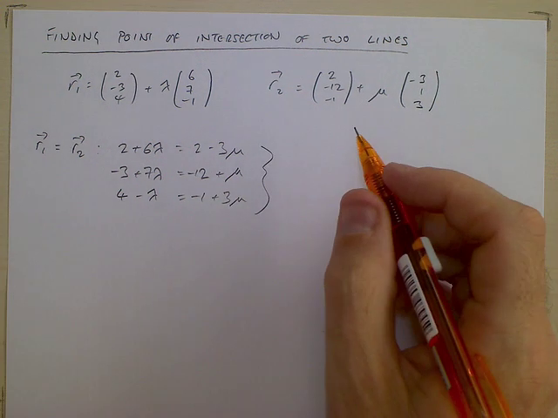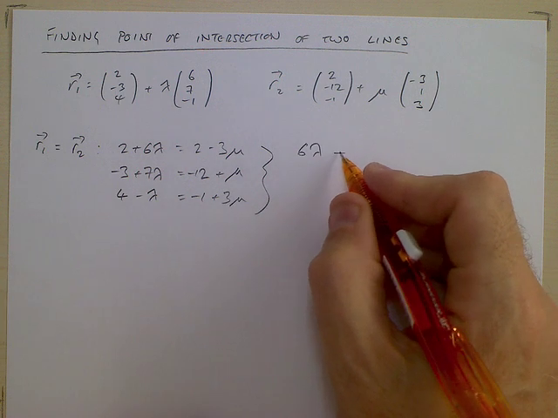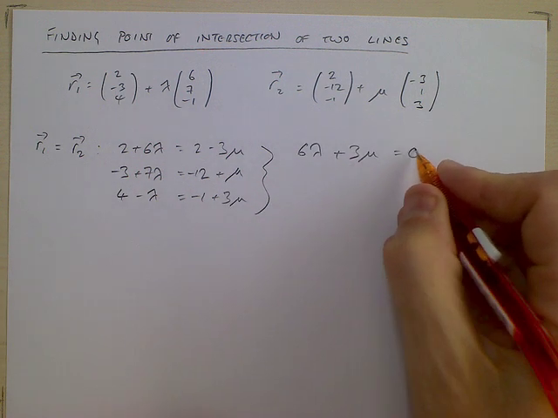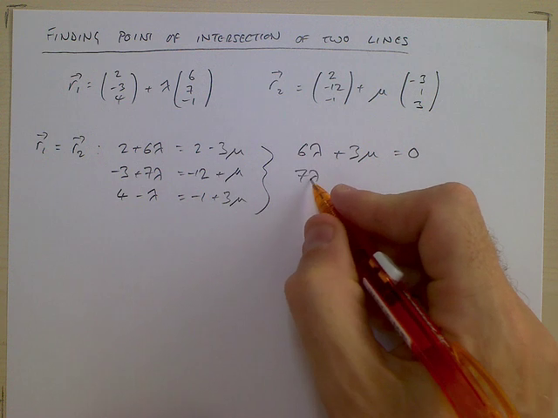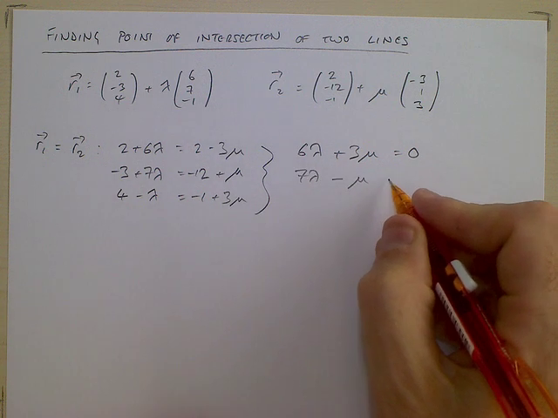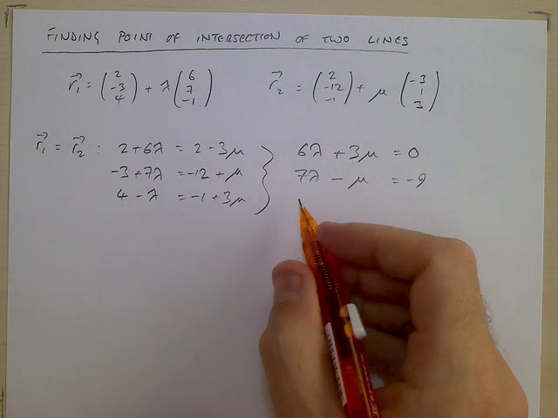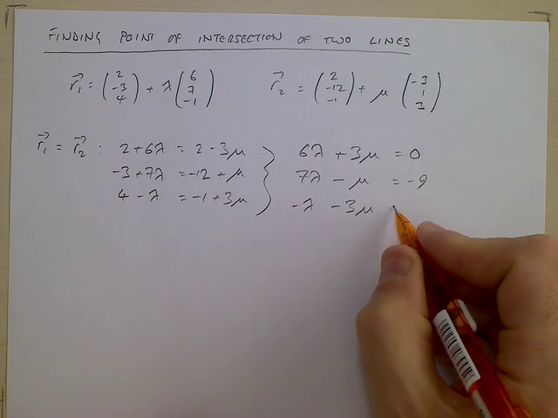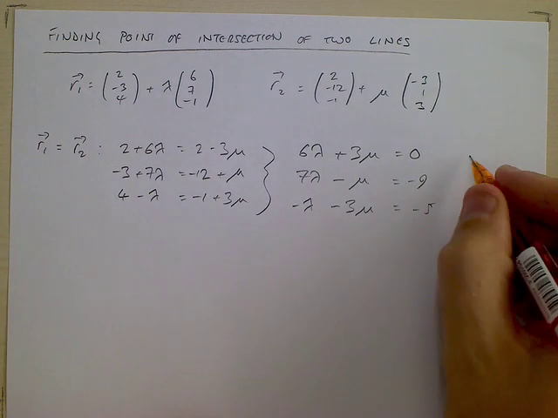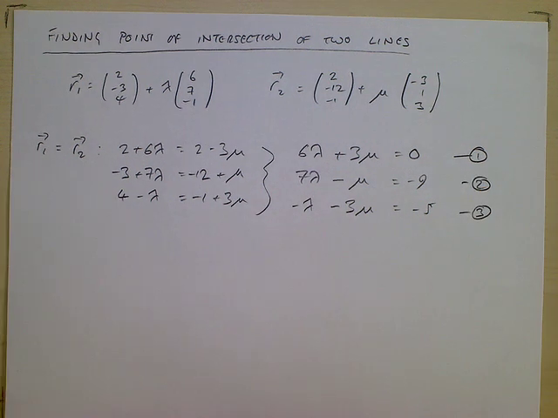It's going to take a moment to tidy these up. This is going to give me 6 lambda plus 3 mu is 0. This one is going to give me 7 lambda minus mu is equal to minus 9. And this one is minus lambda minus 3 mu equal to minus 5. Call that 1, call that 2, call that 3.